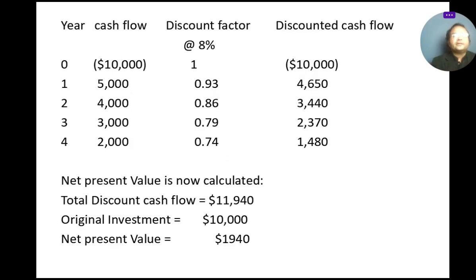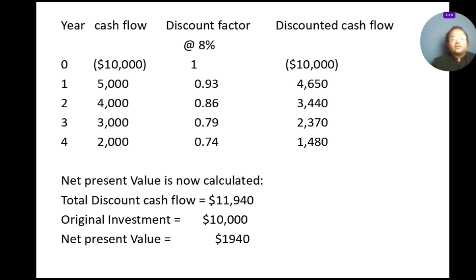So here in year 0, your cash outflow is 10,000. The discount rate is 8%, and we have to assume the factor is 1, and the discounted cash flow is 10,000 you want to get back. In year 1, your cash flow is 5,000, and the discount factor is 0.93. You multiply both of them and you get 4,650. Year 2, 4,000, and the discounted cash flow is 3,440.